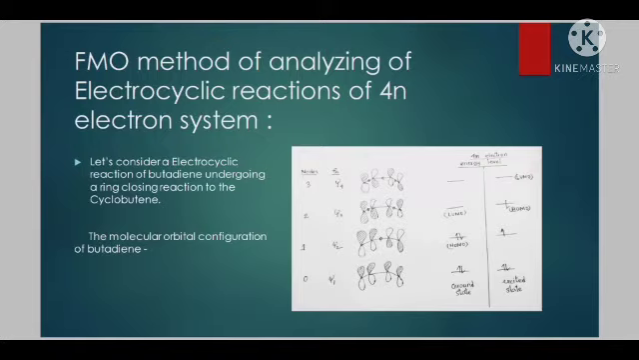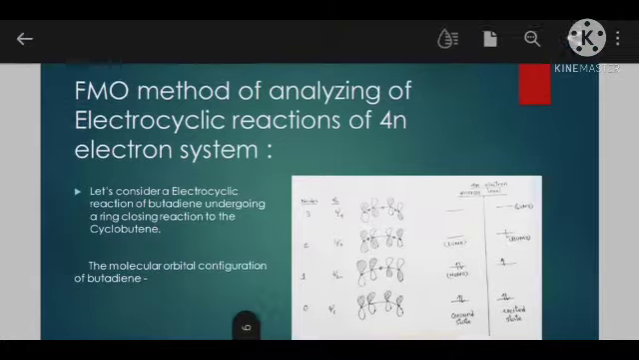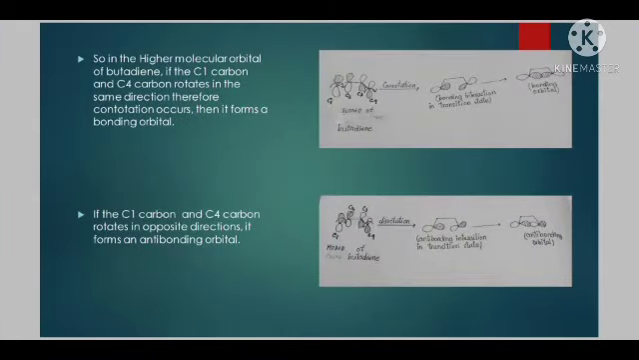There are 0 nodes in Psi1, 1 node in Psi2, 2 nodes in Psi3, and 3 nodes in Psi4. And in the ground state, Psi2 is the HOMO, and in the excited state, Psi3 is the HOMO. So if we consider the thermal process, then we have to start from the ground state. So Psi2 is our HOMO, or the highest occupied molecular orbital.